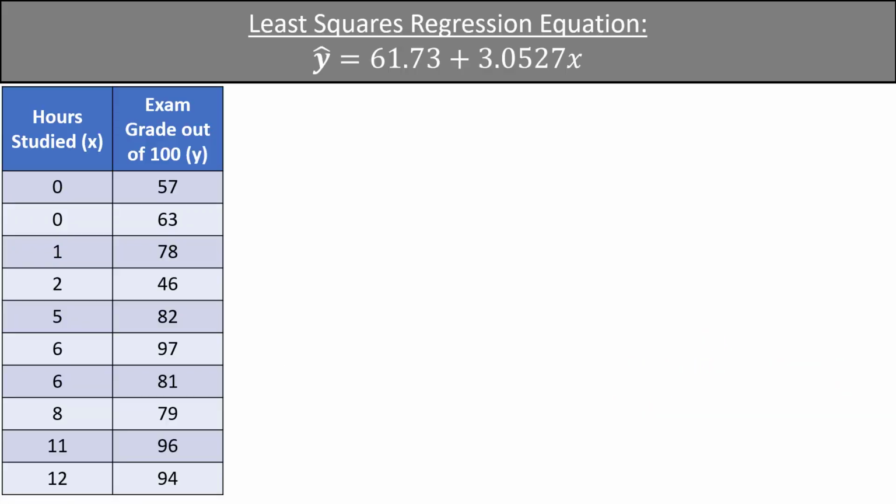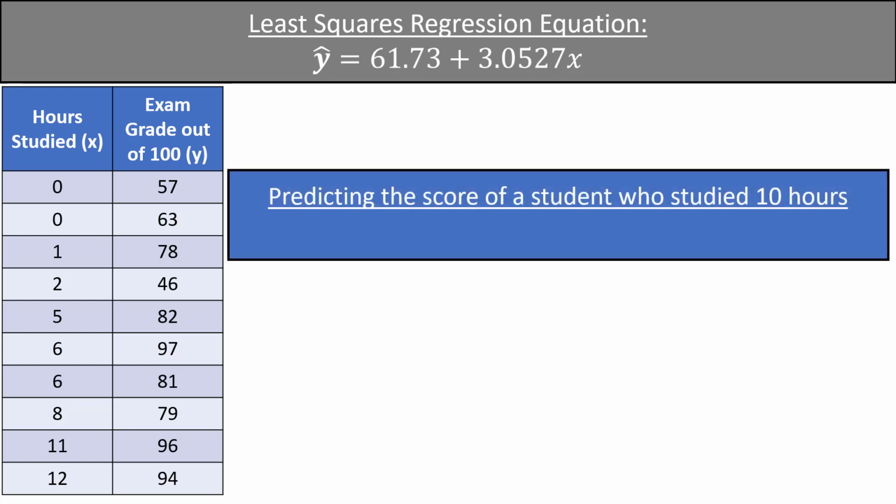Additionally, we can use this equation to make predictions for y. So let's say we would like to predict the score of a student who studied for 10 hours. Well, hours is a value for x. So basically all we need to do is plug in 10 for x into our equation. We will get 61.73 plus 3.0527 multiplied by 10, which is equal to 92.257 if you plug that into your calculator. What this means is if someone was to study for 10 hours, then we would predict that their score on the test would be about a 92.257.